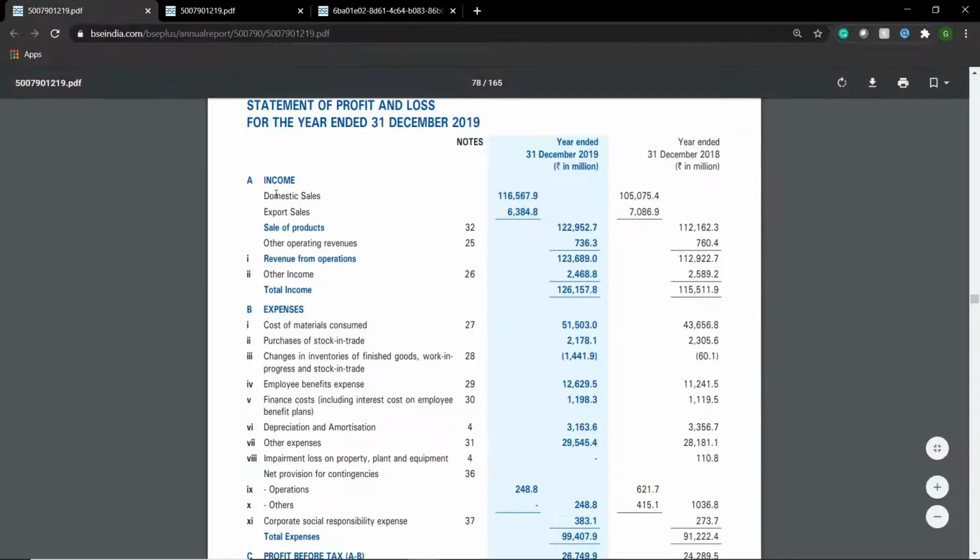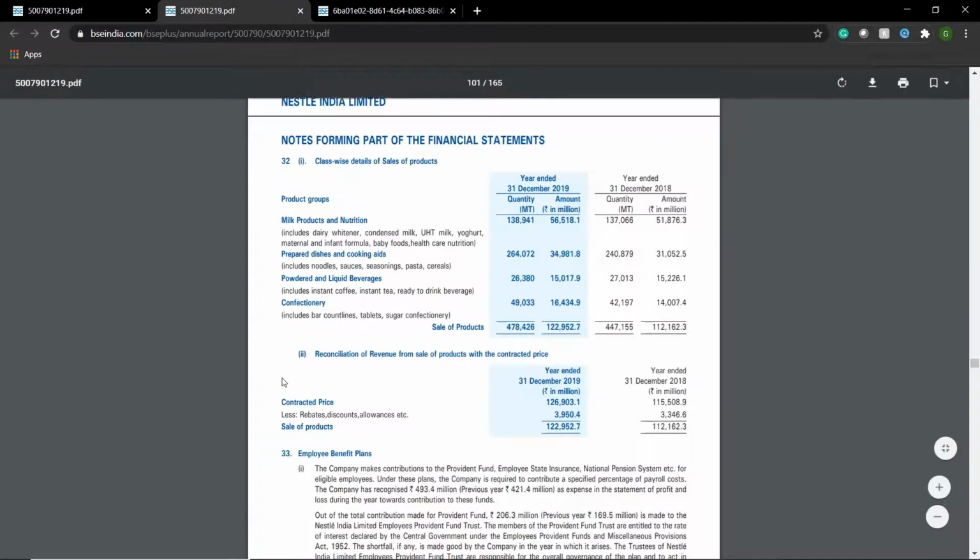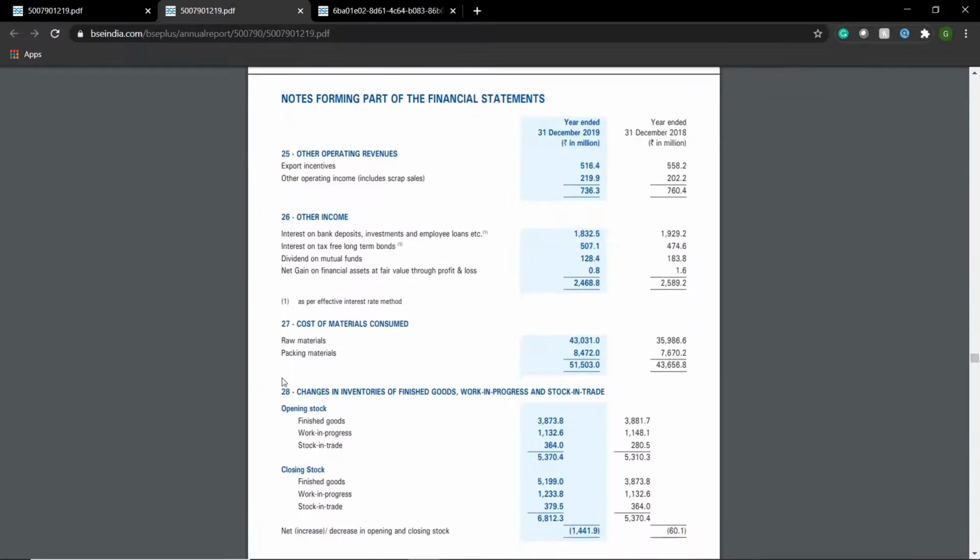Now coming back to the statement, the other operating revenues amounts to 736 million rupees. For this you can again go to note number 25. Let's go over there and see what is there. So first of all, there are export incentives in this, which is actually that whenever a company exports its products, it might get some incentives. It's just that. And there's another operating income which they have produced, that is from scrap sales.